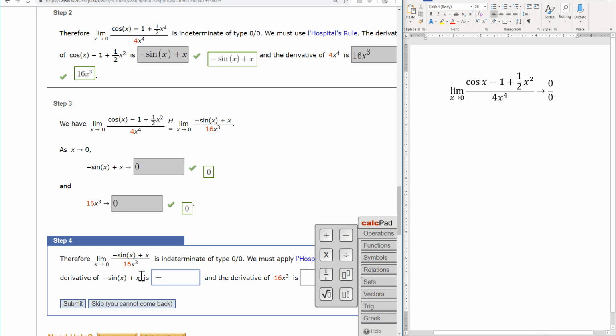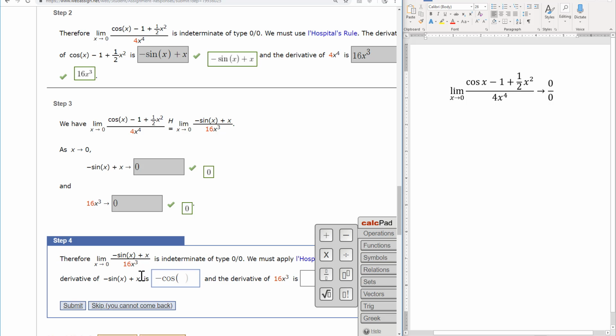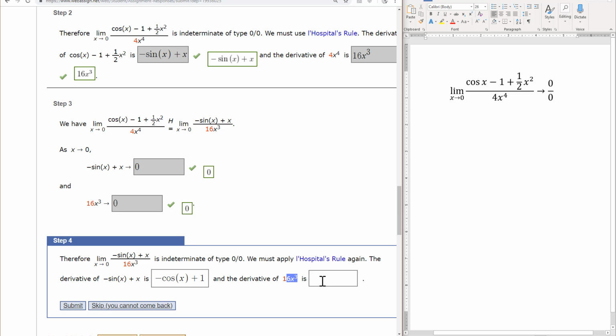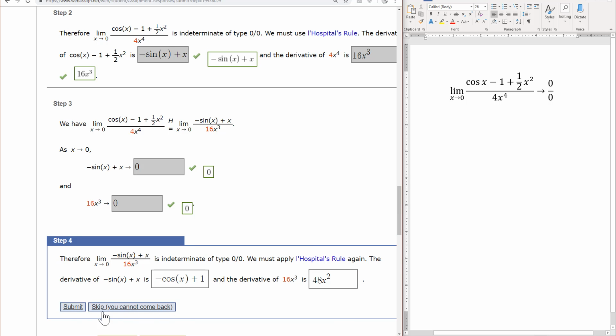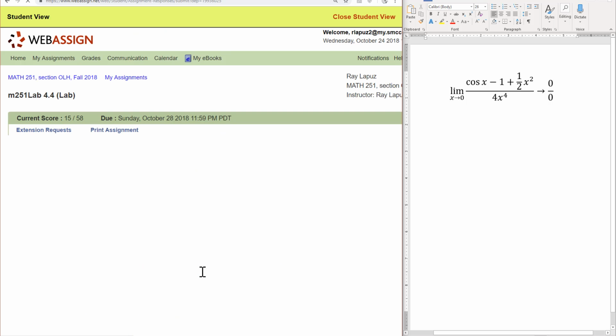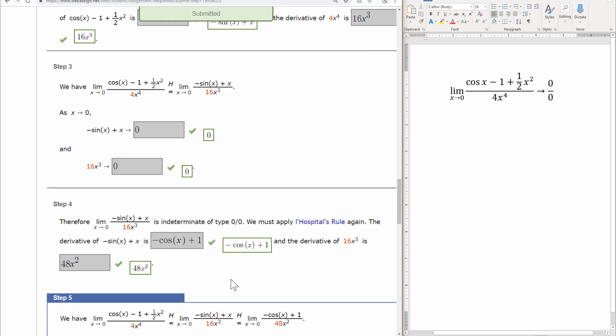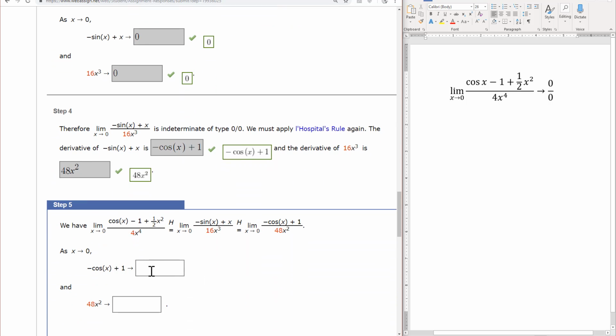So a negative sine, the derivative of sine is positive cosine, but there's a negative in front, so it'll be a positive cosine x. And then we have a plus 1. The derivative of x is 1. And the derivative of 16x to the third power would be 16 times 3. That is going to be 48, that's 48x squared. And we'll put them as a numerator and denominator again. We'll take the limit as x goes to 0.